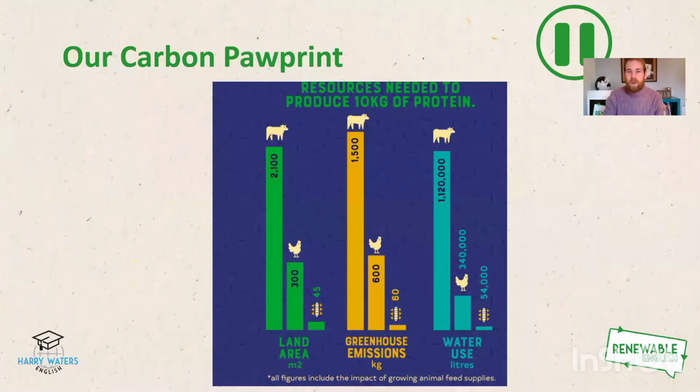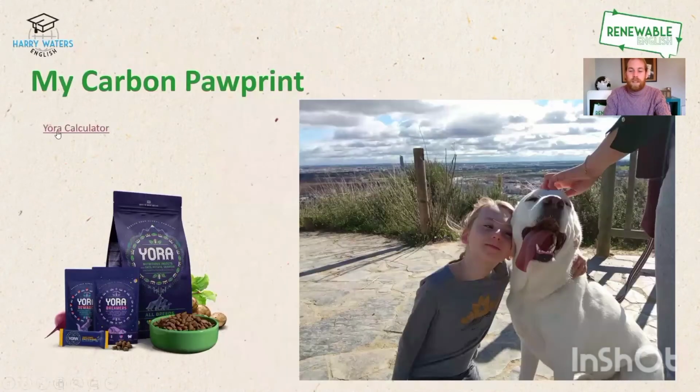So now I want to look a little more closely at my family's carbon paw print. I found a great calculator here on the Euro website. You can see in the picture there my daughter Alethea, who you'll recognize from the videos, and my beautiful dog Estrella, which means star in Spanish. She's quite a big dog. She's a Labrador crossed with a Mastiff, so she likes to eat.